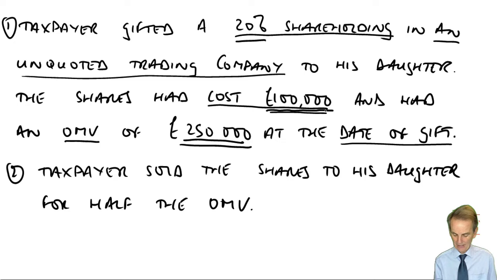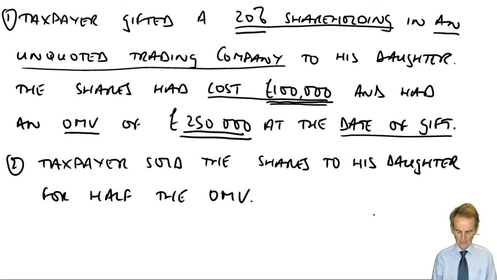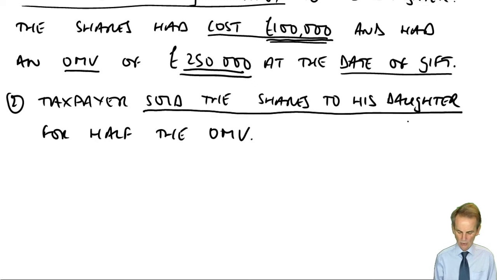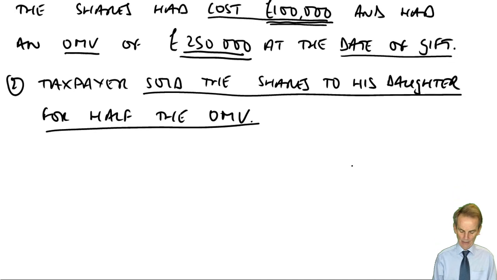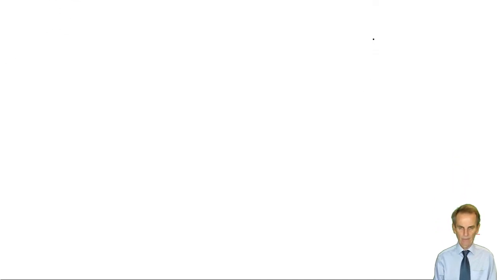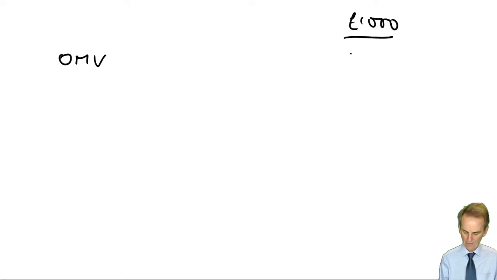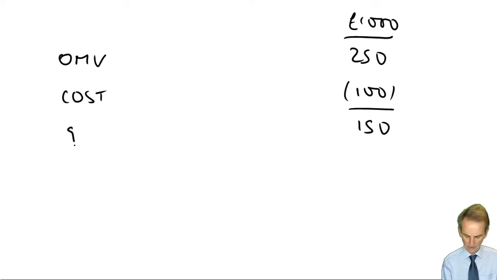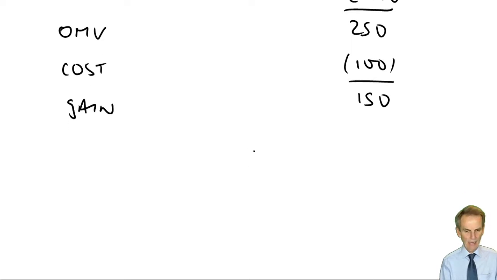Again, not surprisingly, an amount equal to the taxpayer's cost, leaving the daughter responsible for any future gains made on the subsequent disposal of those shares. But what we're talking about here is now that the taxpayer sold the shares to his daughter for half the open market value. Remember, irrespective of any actual proceeds, we compute a gain based on the open market value. The open market value of those shares, 250,000, less the cost, 100. As we've already said several times, the gain arising, therefore, is £150,000.